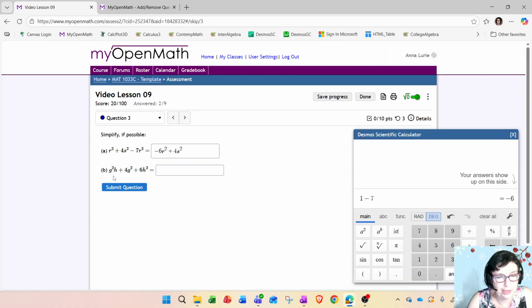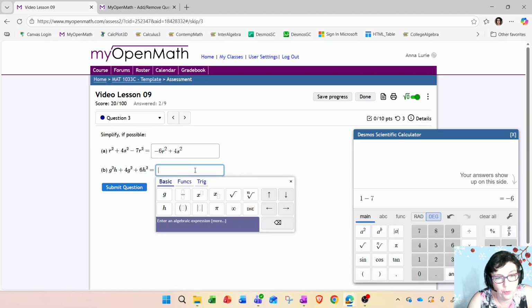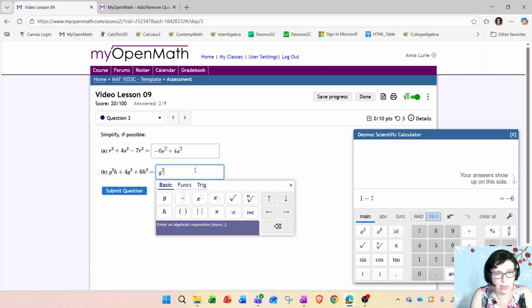Now, looking at this next example, you got g squared h. And then you have g squared, and then you have h squared. None of them are combinable. They're all different. So we can't combine it. We can't rewrite it. It says if possible. Well, it's not possible. So you can't do that. So then you just have to type it again.